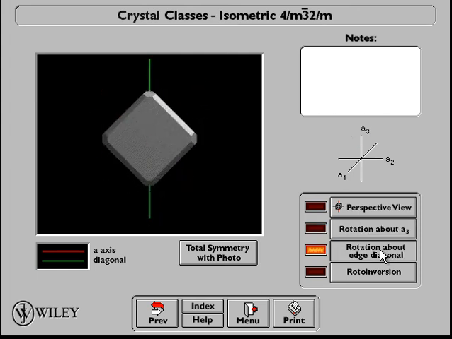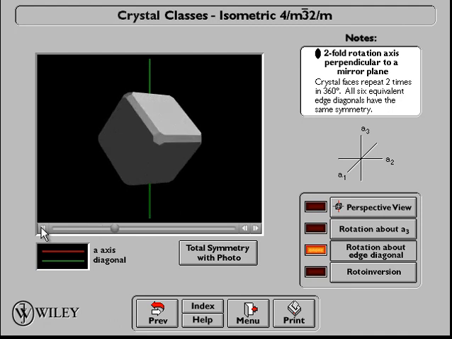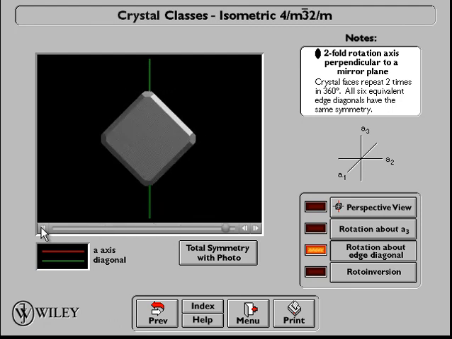Now we are making the rotation about the edge diagonal. Here we have a 2-fold rotation axis perpendicular to a mirror plane. Here we have the 2-fold rotation axis, and here we have the mirror plane. Now we can rotate it 2 times in 360 degrees, and perpendicular we have the mirror plane.